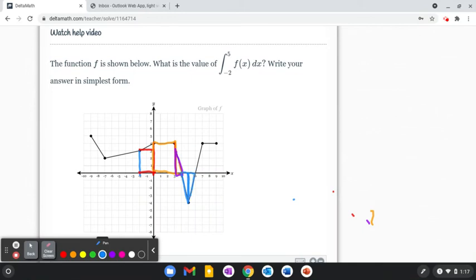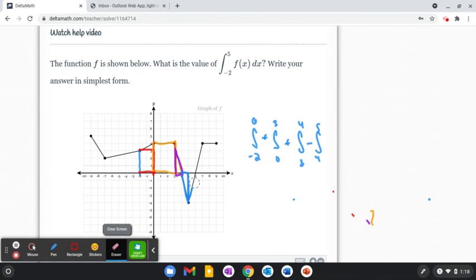So just remember, if they're below, then you have to subtract them. So if I'm breaking this up, it's going to be from negative 2 to 0, plus 0 to 3, plus 3 to 4, and then minus 4 to 5. And actually, sorry, I don't need this last one. It ends at 5, so I don't need that last one. So just that minus that little one.